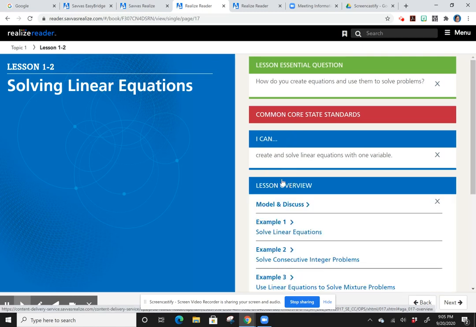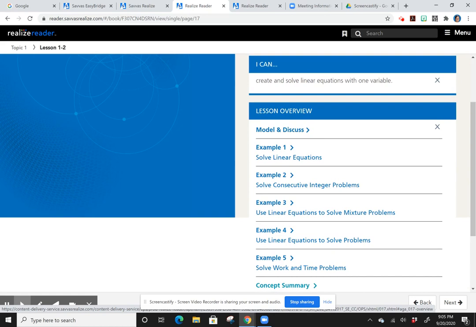Now, the lesson overview goes over the model and discuss example 1 and example 2. These are the two examples that we are going to go over today, and then you will be doing the try-its. Now, for example 2, I am going to do an extra example to help you with the try-it. So when you look back at this lesson, I'm giving you one more example that is not included in this online textbook, just because I knew you would need some help to complete the try-it.